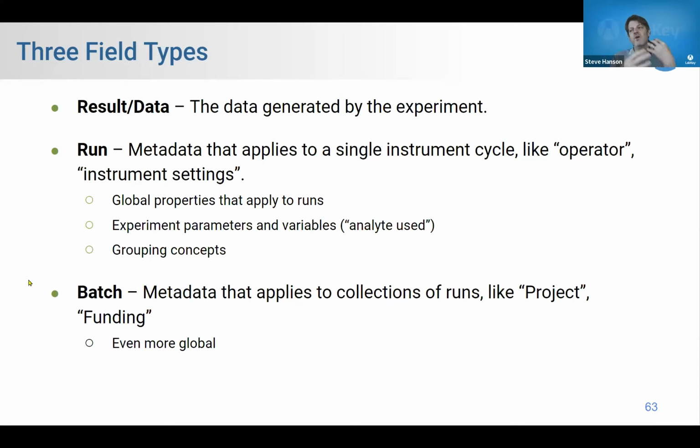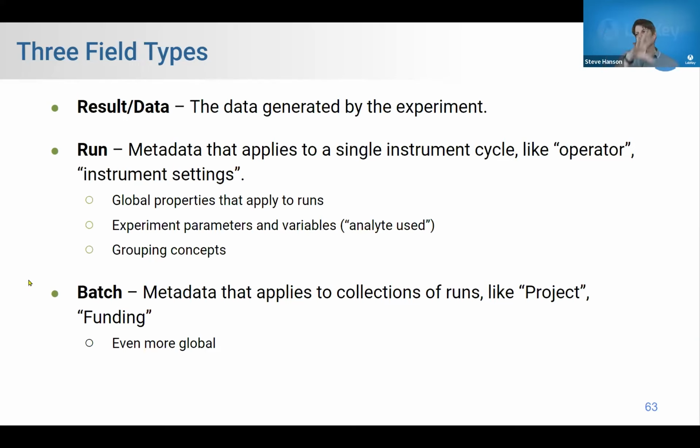The run fields are where you can put your experiment parameters or variables, or any kind of grouping concept you want to put. You can put them in runs as a run field. And then there's even another, higher level of grouping called the batch fields. And these are even more global. You can sort of put whatever you want there. People often will put, say, project or run group or something like that there.